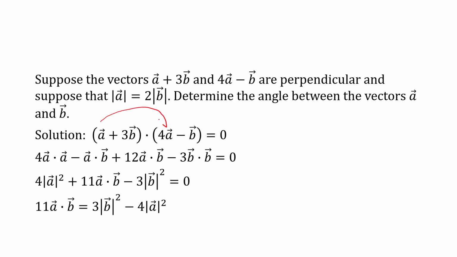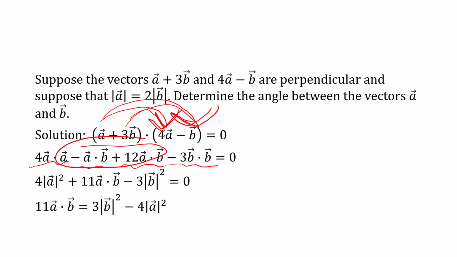Well, we can distribute a dotted with 4a, which is the same as 4a dot a, plus a dotted with negative b, which is the same as negative a dot b, plus 3b dotted with 4a. 3 times 4 is 12, and then instead of b dot a, we'll say a dot b, so we get 12a dot b. And 3b dotted with negative b, which is negative 3b dot b. All of that should equal 0. Well, we can collect up our like terms. Negative a dot b plus 12a dot b will be positive 11a dot b.